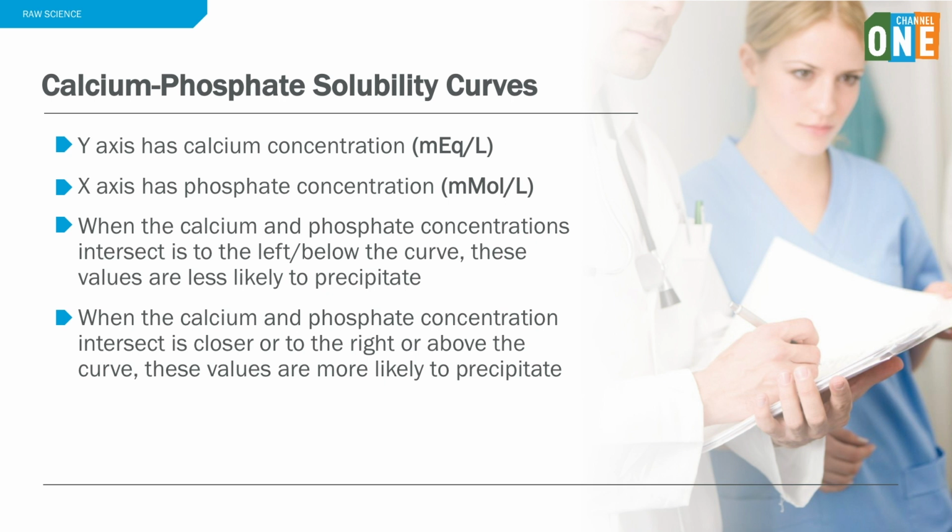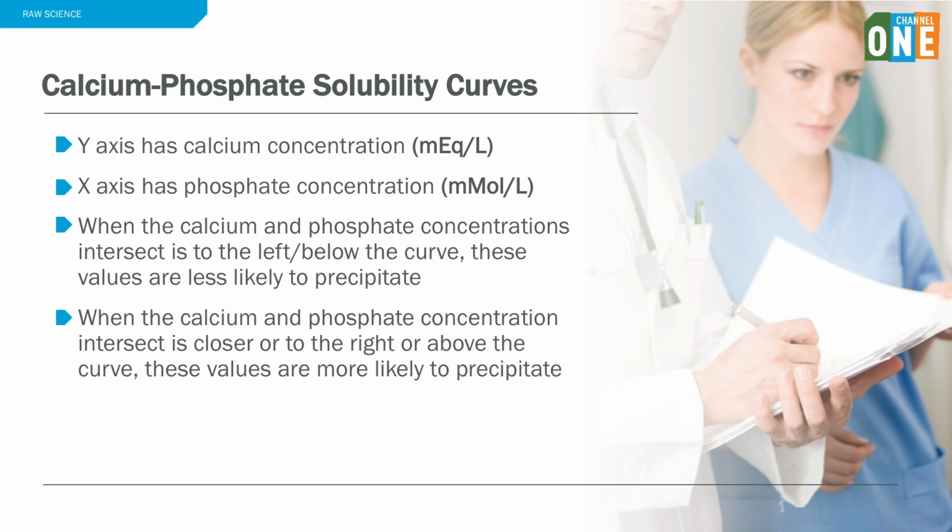As the intersect of different calcium and phosphate concentrations are charted on these curves, a curve will form which gives clinicians an ability to predict what concentrations of calcium and phosphate may not be soluble. As the prescribed intersection of calcium and phosphate concentrations move closer to the right of the plotted insoluble points, there's an increased risk of precipitation.